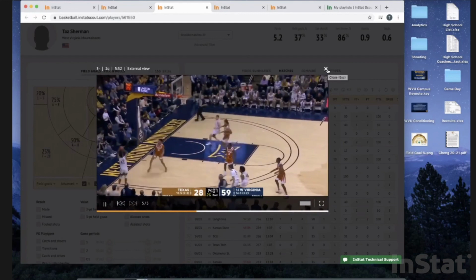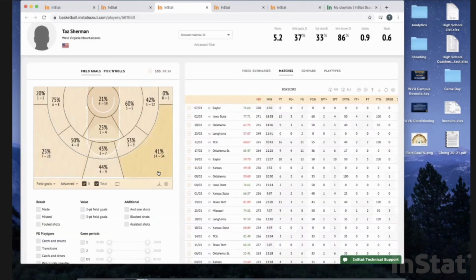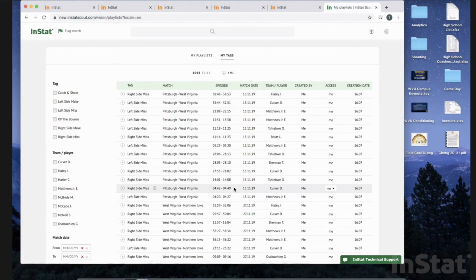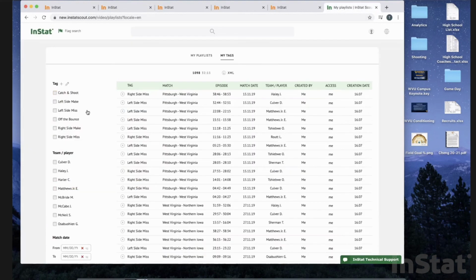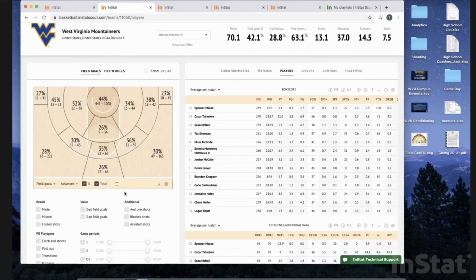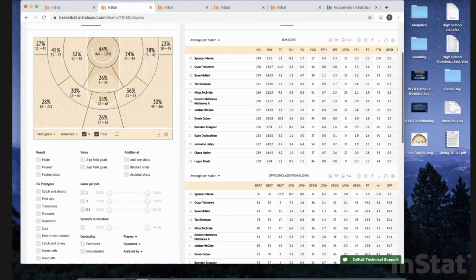What we'll also do is we send all of this stuff to the guys so that they can go and click and look at each individual spot, and our coaches will sit down with them and break it down with them. So what I did was, where's my tag list? Here it is. I went through all of our makes and misses around the rim. So we're looking at more so like this area right here. I tagged them left and right, because that's the one thing I don't think that InStat necessarily has around the rim. What side of the rim are they finishing on?